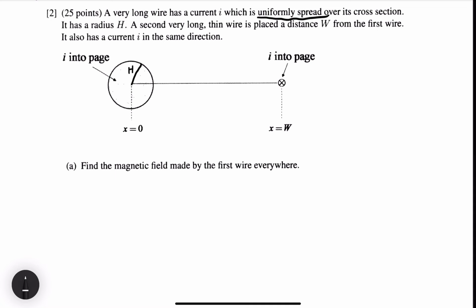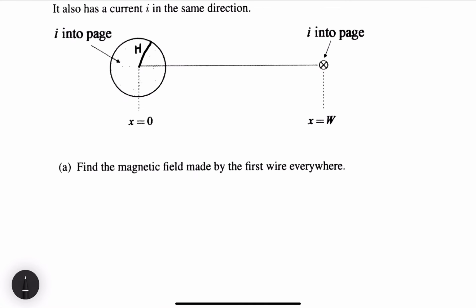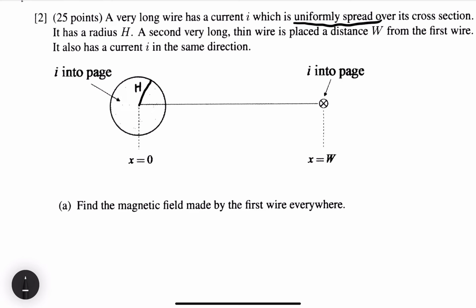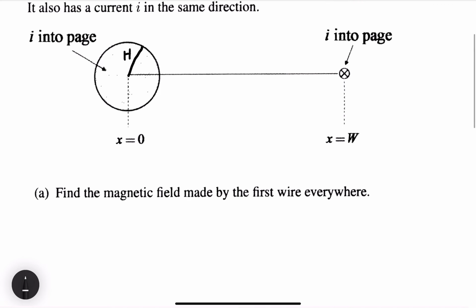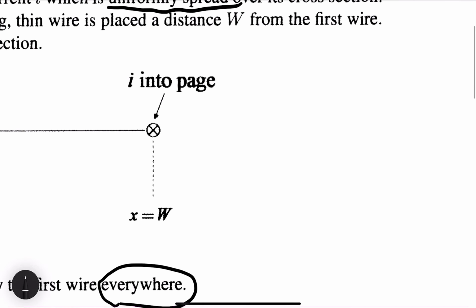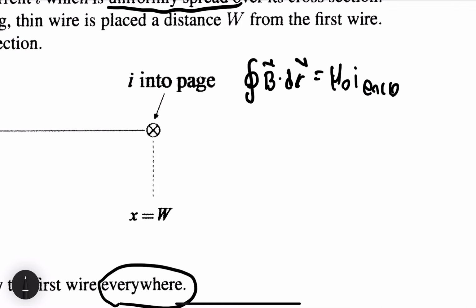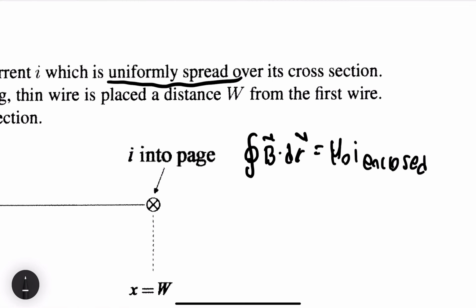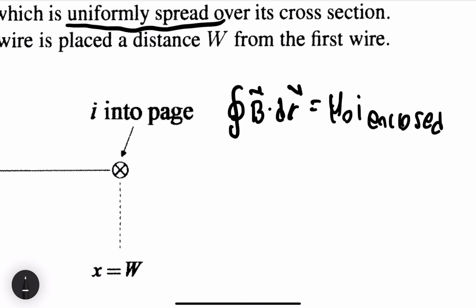And it wants us to find the magnetic field by the first wire everywhere, where the first wire is a circular one. So whenever we see something like everywhere, magnetic field, or when we're given current and we want to find magnetic field, it's a good indication we're going to use Ampere's law, which is B dot dr along a closed loop is equal to mu naught I enclosed. So current enclosed. And since for this first wire it's uniformly spread, we also need to know current density, which is J equals I over A.